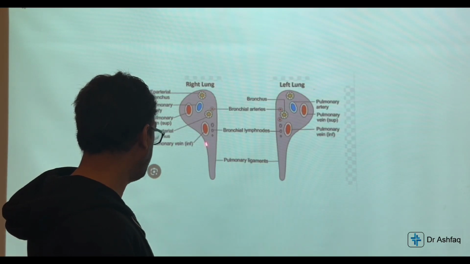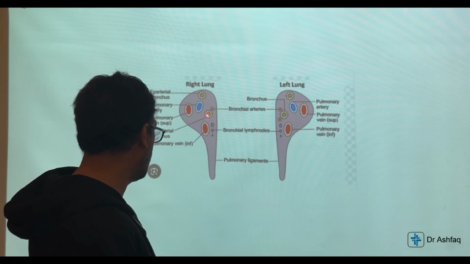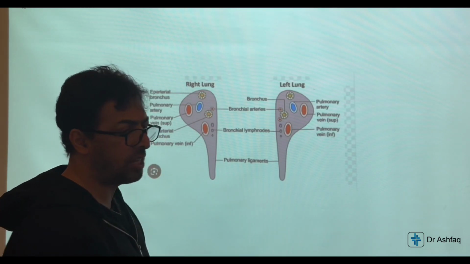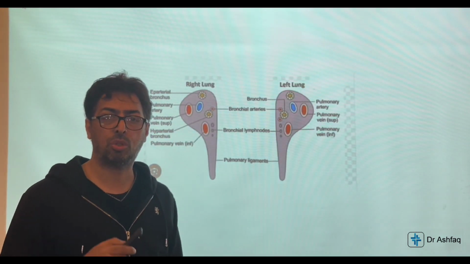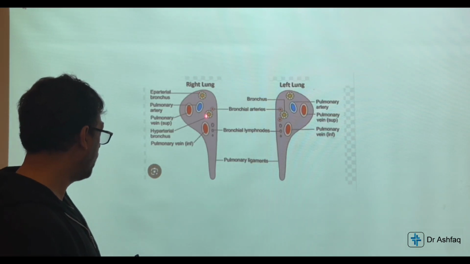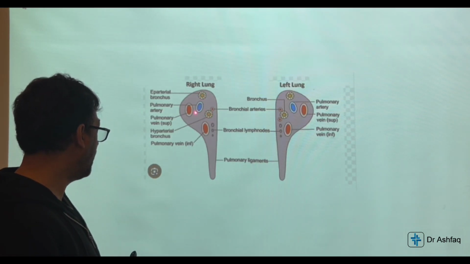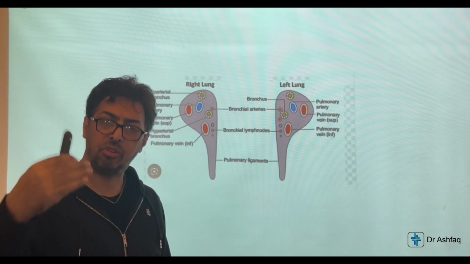We have, from superior to inferior, the eparterial bronchus and the hyparterial bronchus. There's a characteristic difference between the right and the left lung. In the hilum of the right lung, we have the eparterial bronchus and the hyparterial bronchus. Here you have the pulmonary artery and the pulmonary veins, the superior and the inferior pulmonary veins. So you have the bronchus, the artery and the vein.